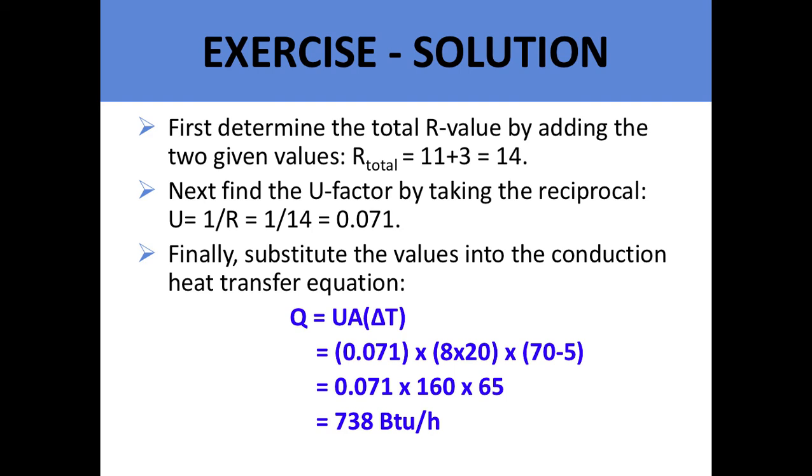Finally, you want to substitute the values into the conduction heat transfer equation, which is Q equals U times A times delta T. So 0.071 times 8 times 20, because that's our wall dimensions, times 70 minus 5. Do all the math within the parentheses first. So you come up to 0.071 times 160 times 65, and now multiply it straight across. Our heat transfer for that wall is 738 BTUs per hour.